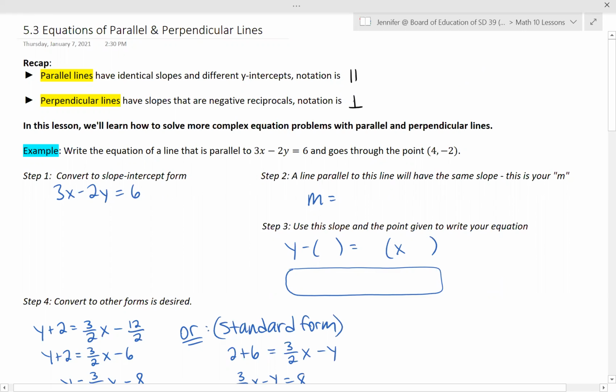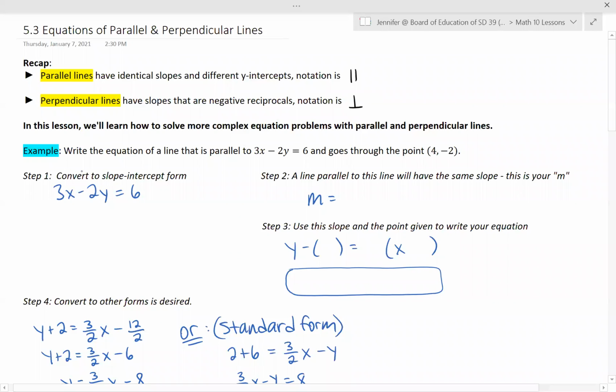Perpendicular lines intersect at a 90-degree angle, so this is their notation. And their equations have slopes that are negative reciprocals of each other. It doesn't matter if the y-intercepts are the same or different for perpendicular lines. In this lesson, we're going to learn how to solve more complex equation problems with parallel and perpendicular lines.